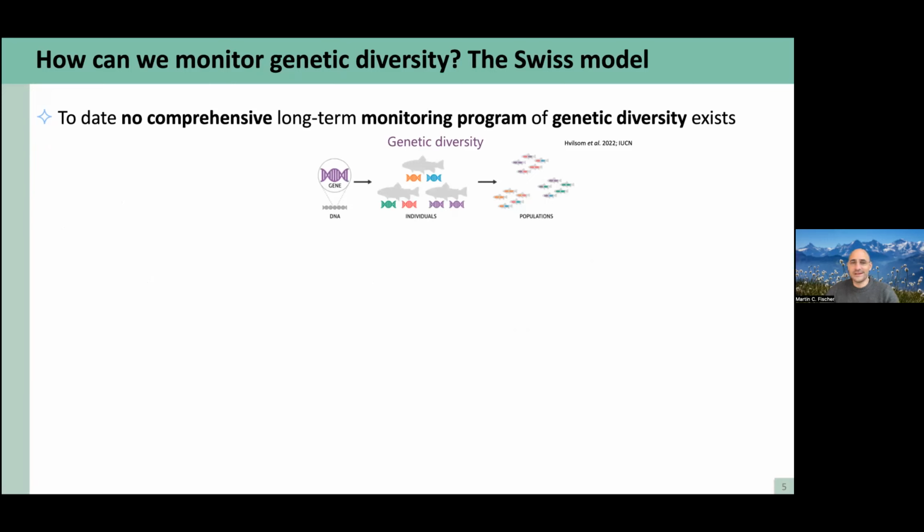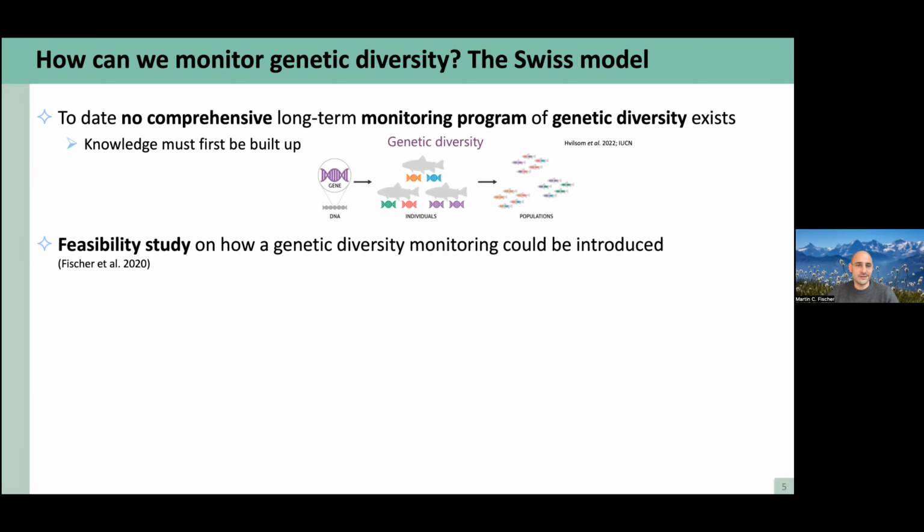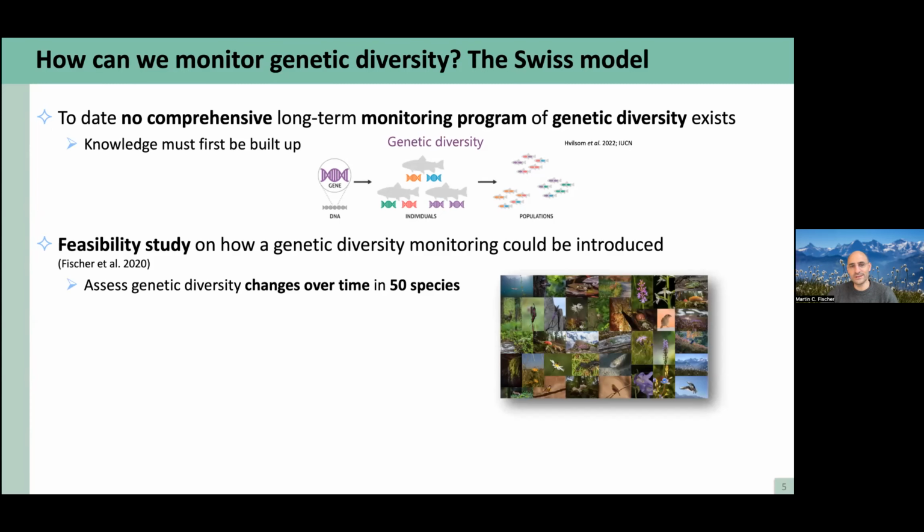And so, as mentioned, there is or was in Switzerland no monitoring of genetic diversity running. And so starting such a monitoring project is not a trivial attempt. So that's why we thought we first need to build up the knowledge on how such a monitoring could happen in Switzerland. And so in 2019, we started a feasibility study where we tried to see how could we monitor genetic diversity in Switzerland over a long time period. And we came to the conclusion that we should monitor up to 50 species, and this would mean about 17,000 individuals which have to be sampled.